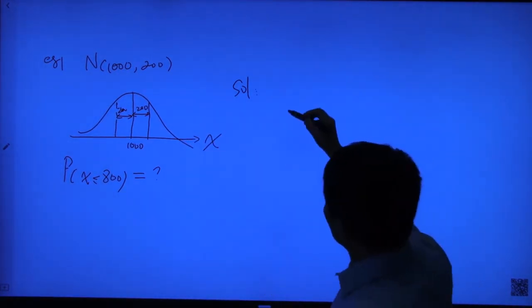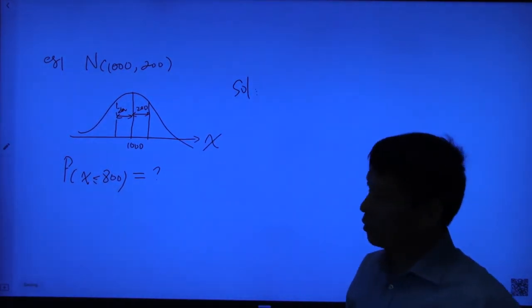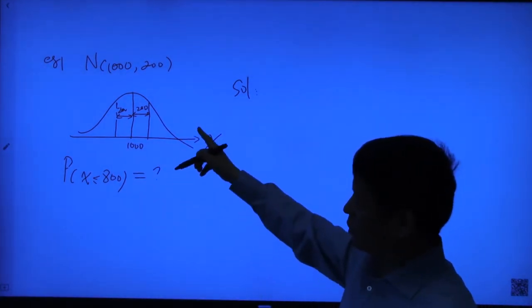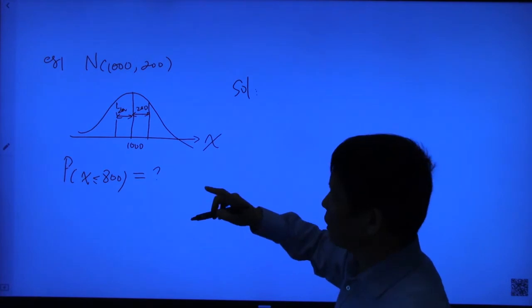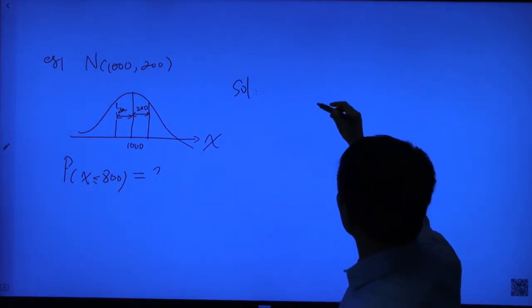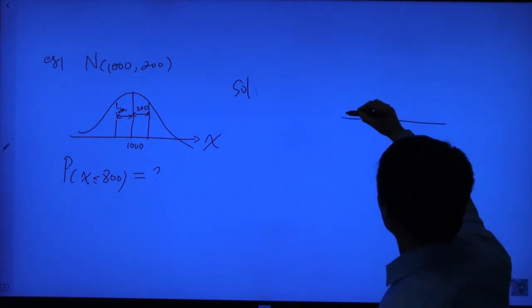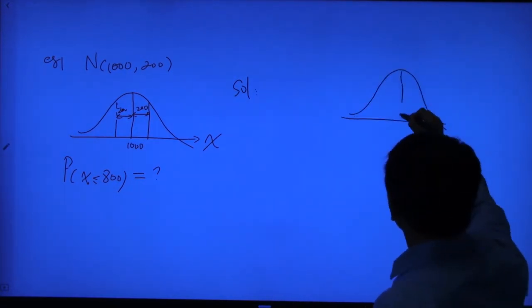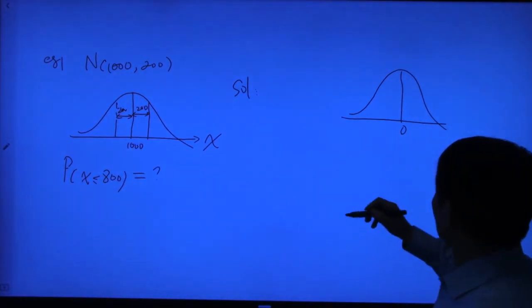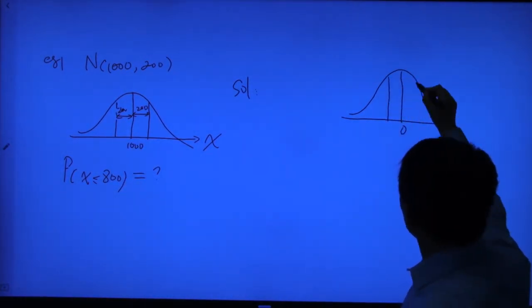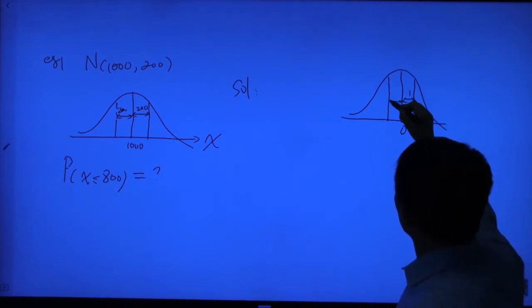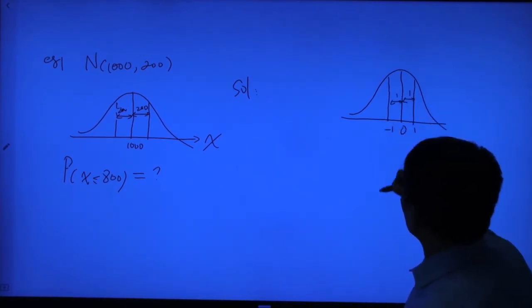Step 1 is we need to find the z-score corresponding to this. That means we need to convert this normal distribution into a standardized normal distribution. I'll draw this just for easy understanding. The mean, corresponding to 1000, will be equal to 0. And the standard deviation, the length here, will equal 1. So this equals 1, and this one is negative 1 here.